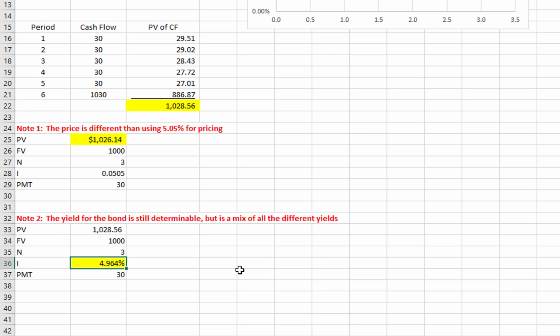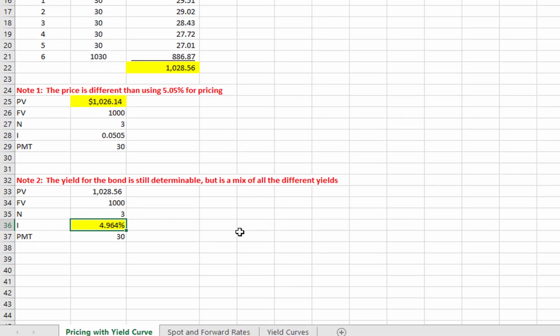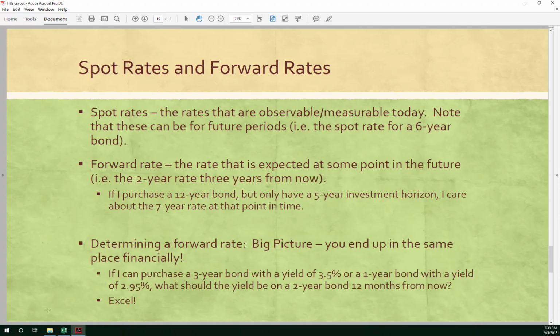Now it turns out that this one rate is nowhere on our yield to maturity curve. There's no cash flow that earns that, but that number, that 4.964%, captures the essence of the returns that we're getting over the life of this bond. So yield to maturity is still an important number, still something we're going to talk about. We're just not going to use one number now to determine the price of the bond. We're going to use this variety of yield to maturities to do that. All right, let's move on and talk about spot rates and forward rates.